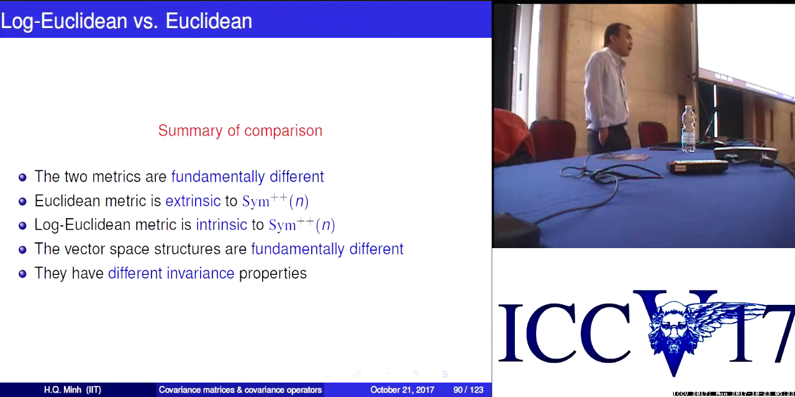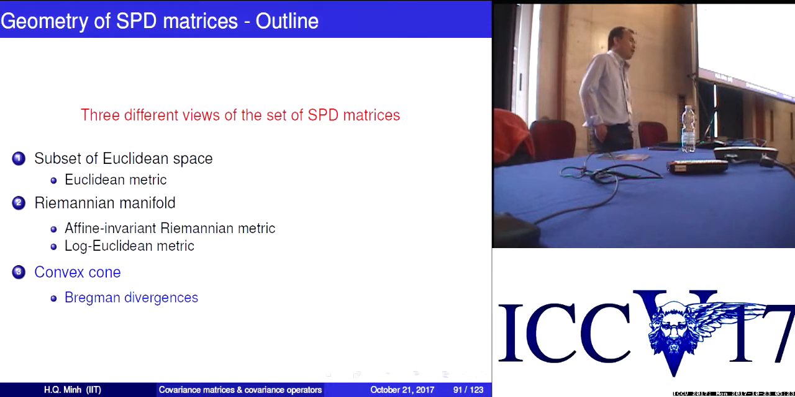So basically they're quite different, though they are both manifolds with zero curvature. They have different invariance properties, and the Euclidean metric is extrinsic to the SPD manifold, whereas the log Euclidean metric is intrinsic to it. So those are the two manifold viewpoints of the set of SPD matrices. The first one is the affine invariant Riemannian metric, and the second one is the log Euclidean metric, with a few different interpretations.